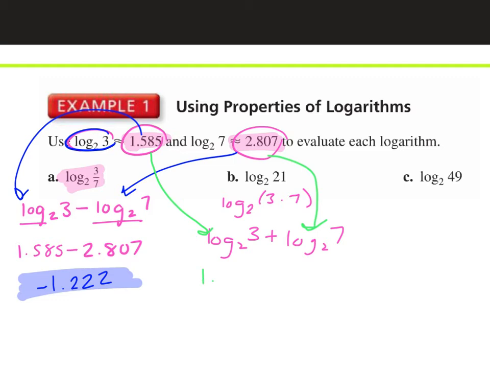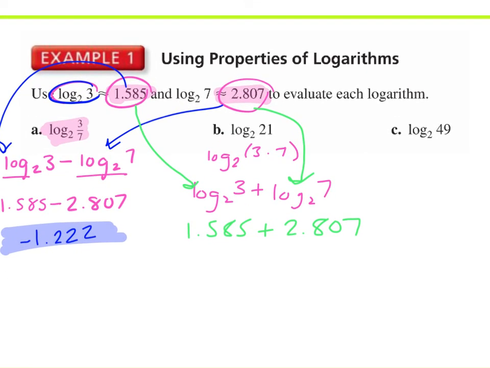So we have 1.585 plus 2.807, and add these two together. What do we get? 4.392.